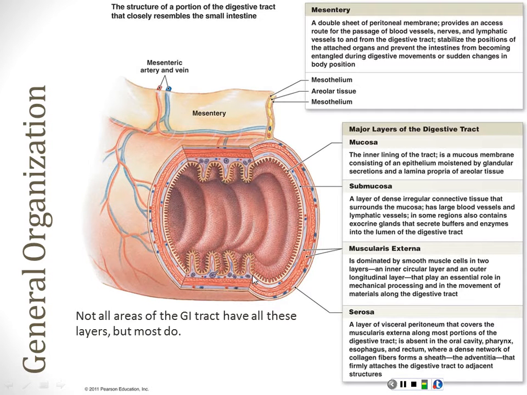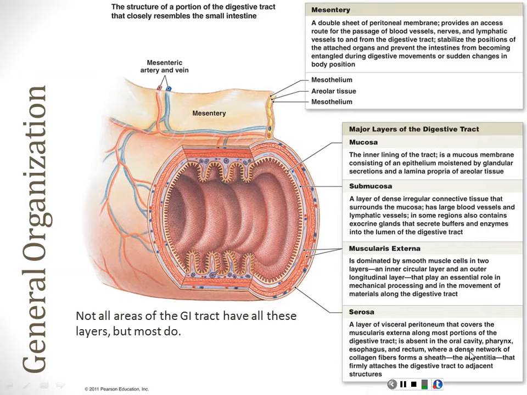Underneath the submucosa, we have two layers of smooth muscle. You see how there's two layers shown here? We call that the muscularis externa and the muscularis interna, which I'll show you more about in a minute. And then around the outside of the tube, we have a slippery membrane called serosa.